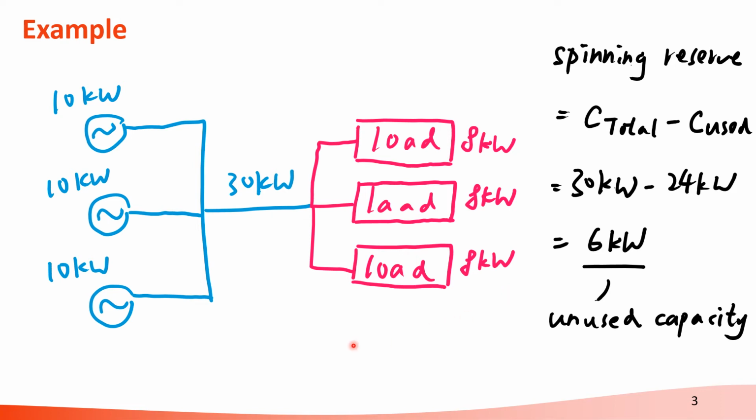Let's take another example for the emergency situation. Let's say one of the generators is broken. Now we have only 20 kilowatts of electric generation. In this case, 20 kilowatts is not enough to deal with the 24 kilowatt load. So we have two solutions. The first one is to overload the remaining two generators. Each generator will have to generate 12 kilowatts to serve the 24 kilowatt load.